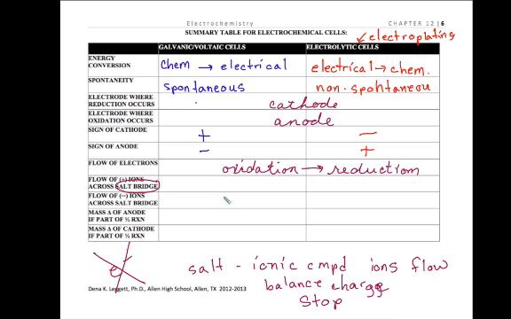Okay? So, again, cations flow to the cathode. Again, you've got that namesake there, cations, cathode. And anions flow towards the anode.